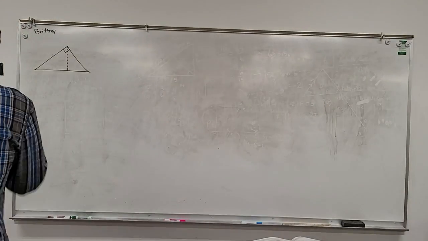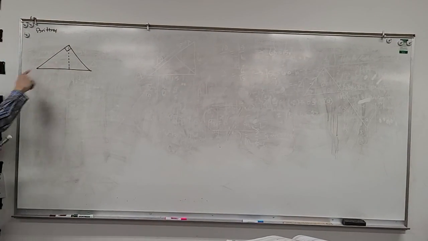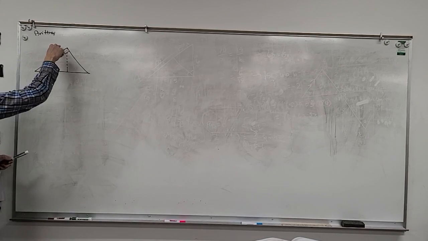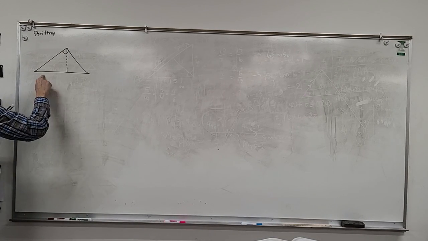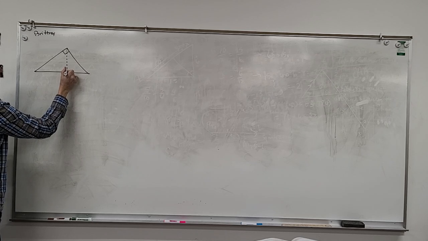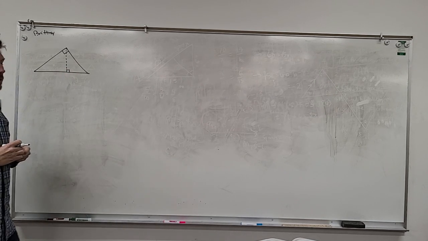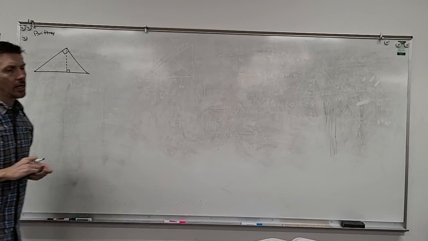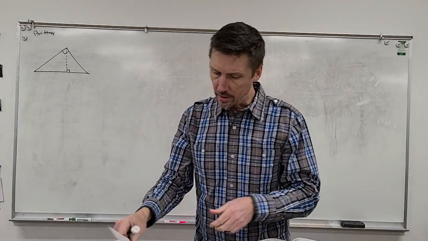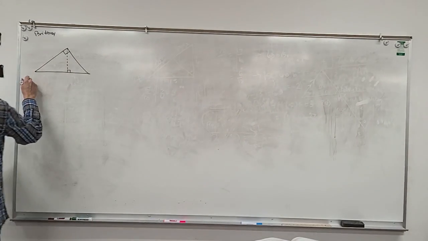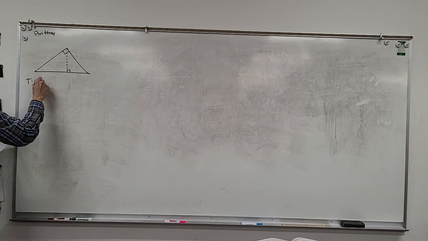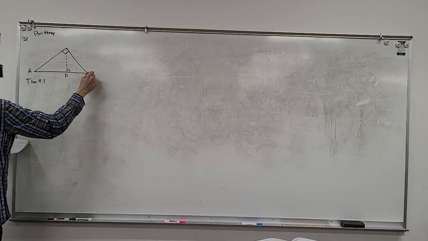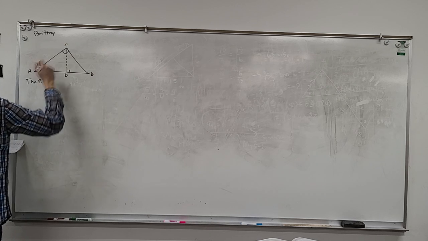All right, so if we have a right triangle and we draw the altitude down from where the right angle is to the hypotenuse down here, it will form two smaller right triangles. And theorem 9.1 says this. I'm going to label this A, D, B, and C.